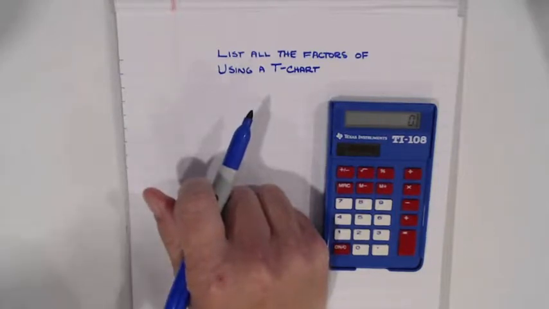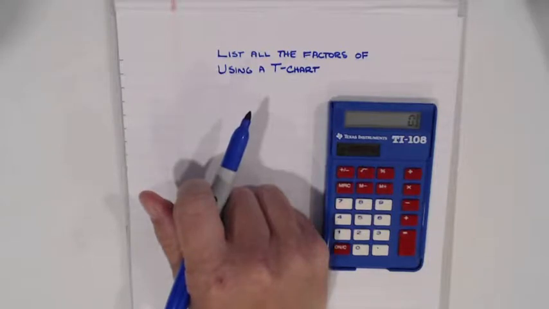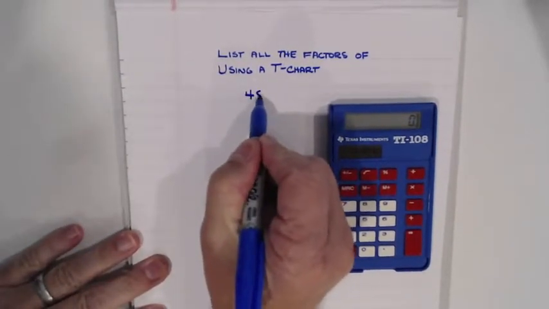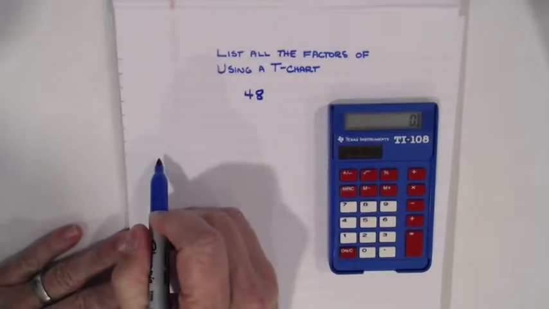So what we're going to go over is how to list every single factor of a number. And what we're going to use is a T-chart and a simple 4-function calculator, and we'll be able to list every single factor of any number. So you just take a number like 48. I'm going to list every single factor of 48.